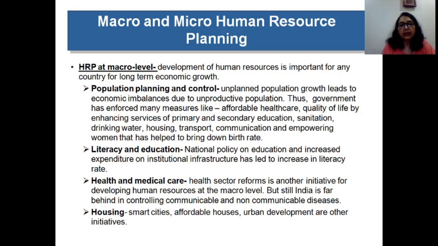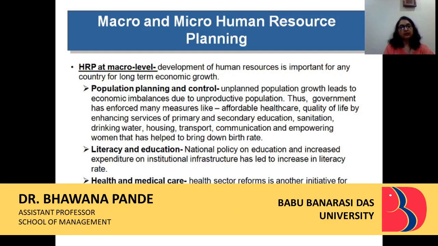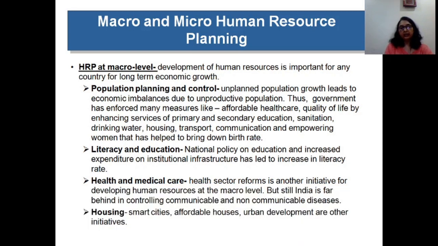Then, thirdly, health and medical care. Again, the health sector reforms are another initiative for developing human resources at the macro level. Though many initiatives are being taken, India still lacks in controlling communicable and non-communicable diseases. So still more reforms are needed in this particular aspect. Then housing, again, India has a national policy on housing, and initiatives like smart cities, affordable houses, and urban development are also being taken up.